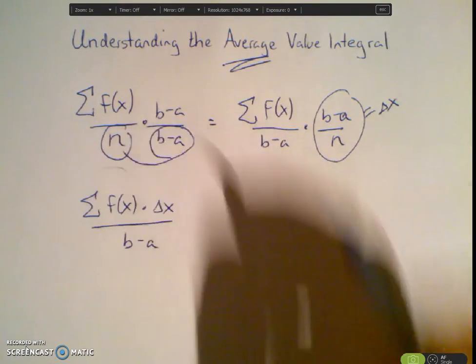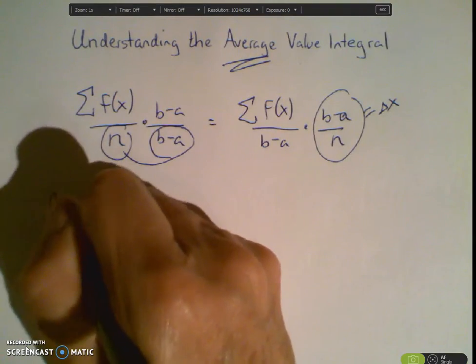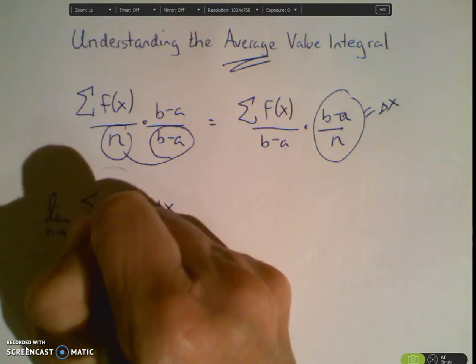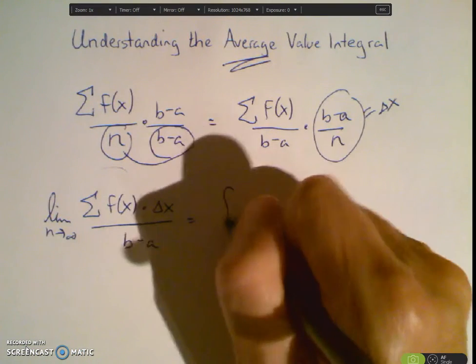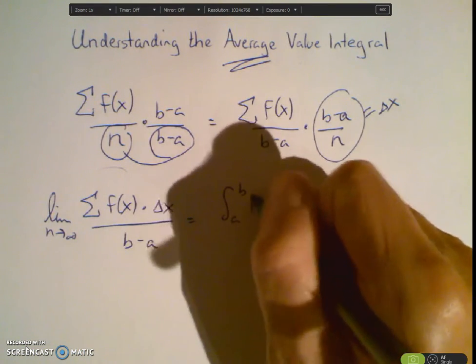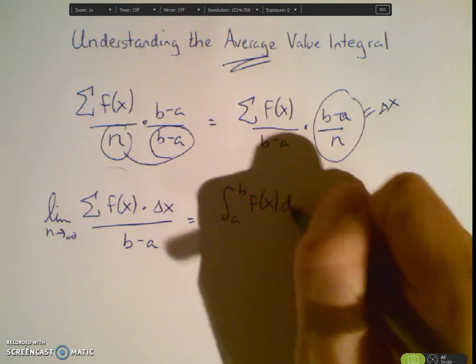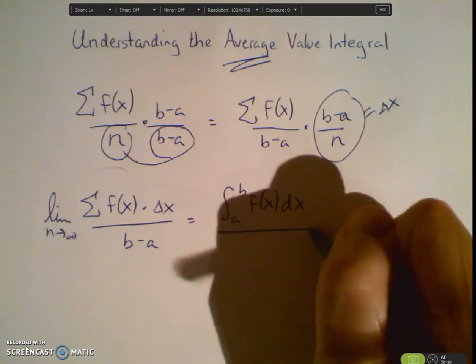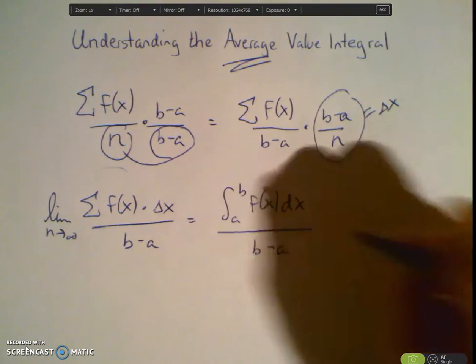This is a Riemann sum. If I put it through the limit process, I can convert it to a definite integral from a to b of f of x dx, and then I'm dividing by b minus a.